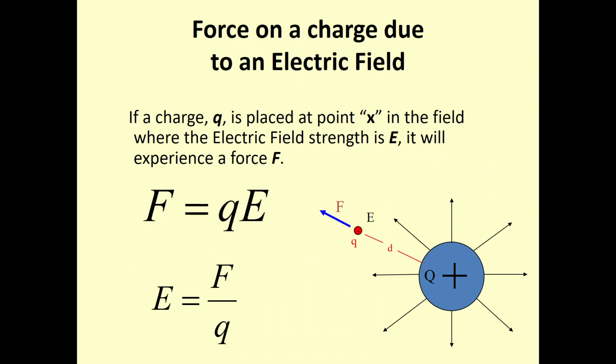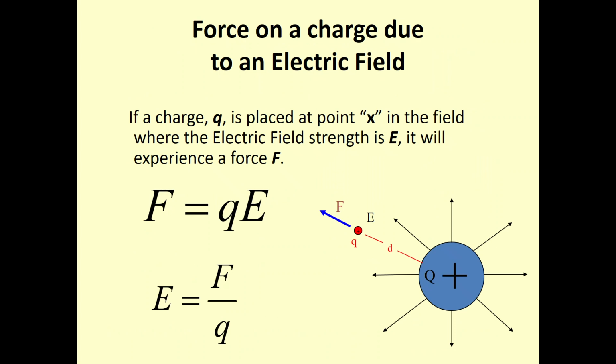If a charge is placed at point X in the field, where the electric field strength is E, it will experience a force that is proportional to that field strength and the magnitude of the charge, so F equals QE. Now, if you know the force and you know the charge, you can calculate the electric field that way too.